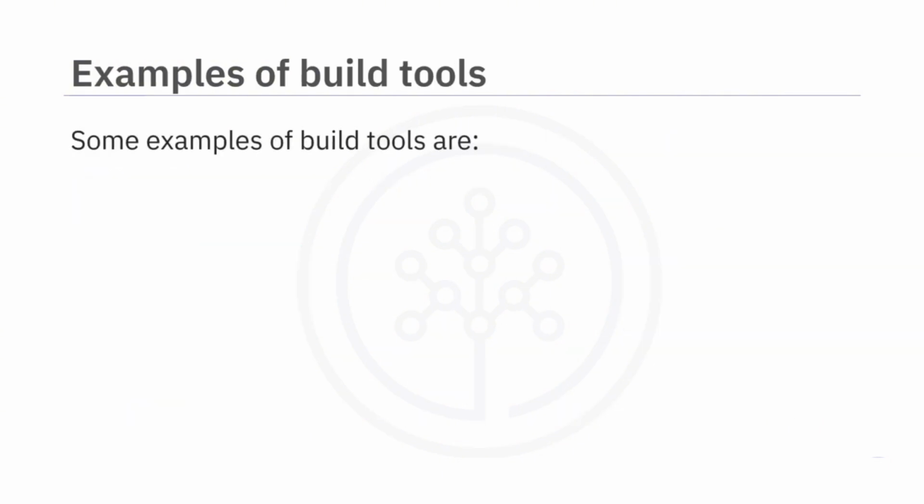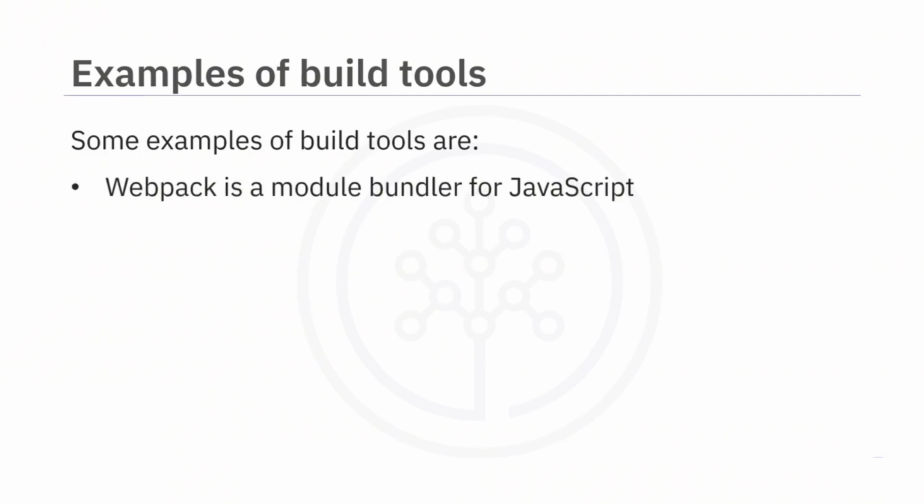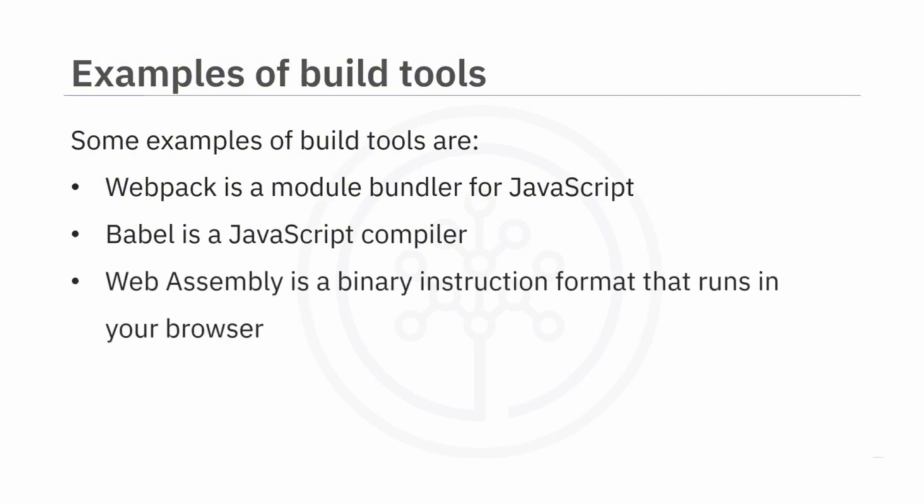Some examples of build tools are Webpack, a module bundler for JavaScript, Babel, a JavaScript compiler, and WebAssembly, a binary instruction format that runs in your browser.